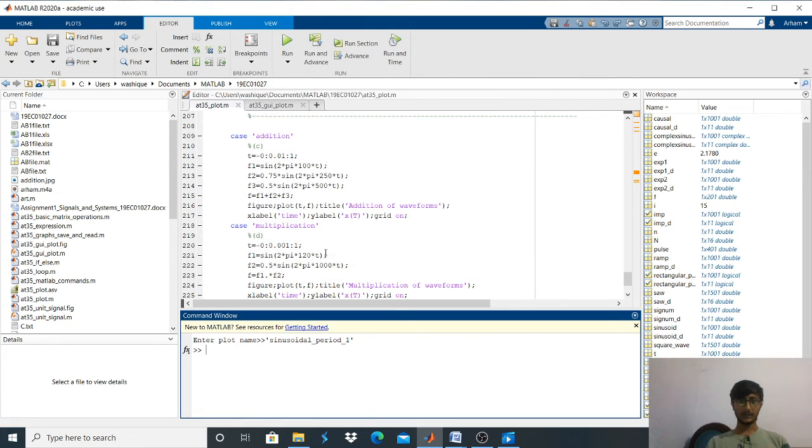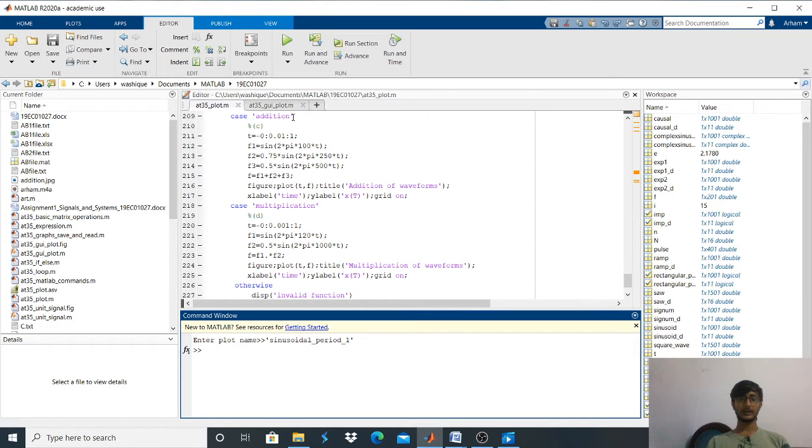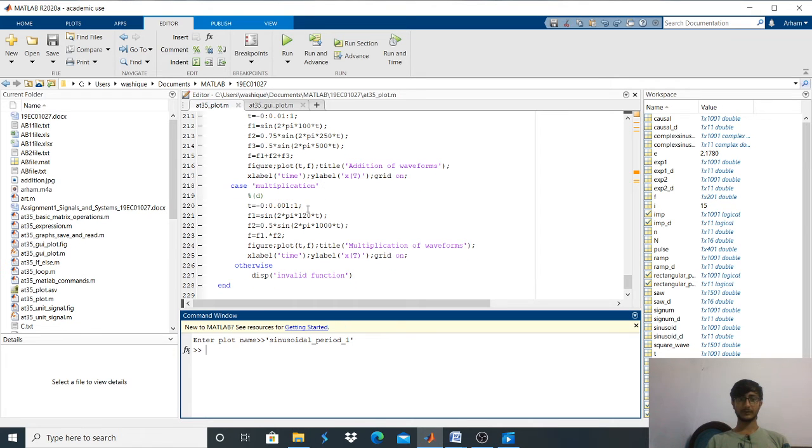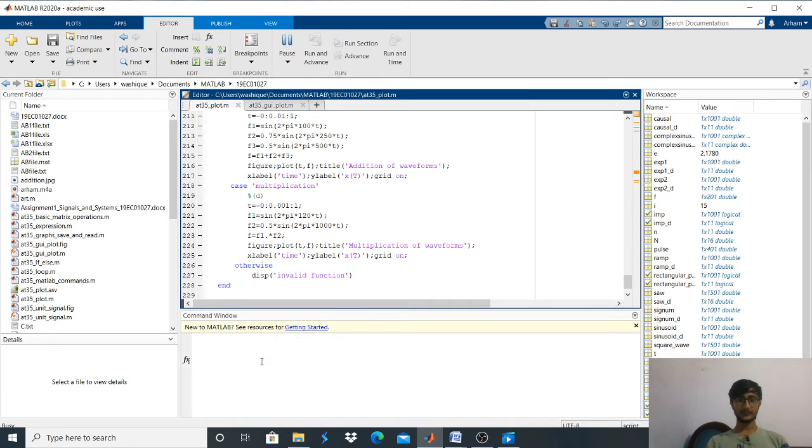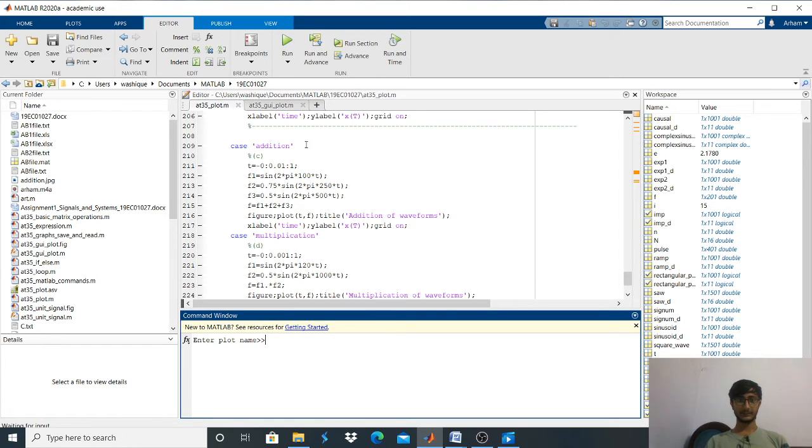1 millisecond. And after that we have a question to add 3 signals, of frequency 100, frequency 250 and 500, and the corresponding amplitudes are 1, 0.75, 0.5. So we have added it and plotted it. Then another question was to multiply 2 signals. We have done element-wise multiplication because the matrices were 1 cross 1001 and 1 cross 1000, so matrix multiplication cannot be done here. So let's run it, and plot first the addition and then the multiplication.